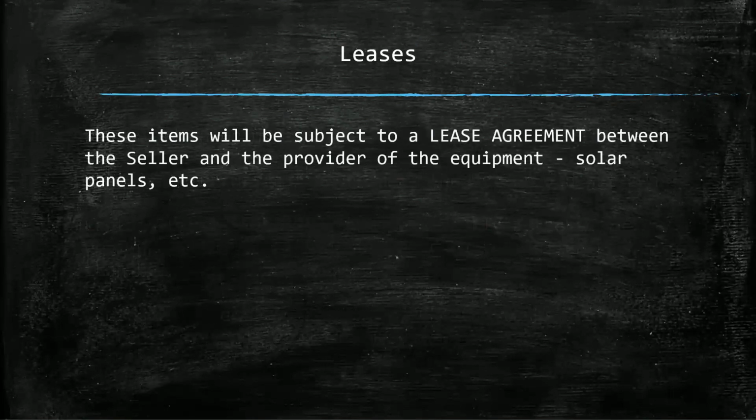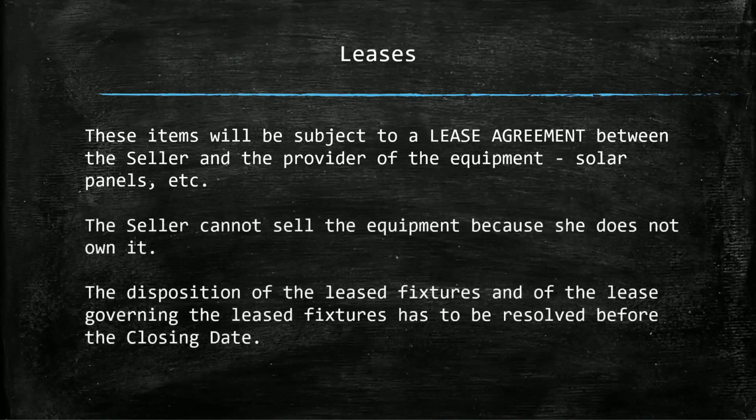When these items exist, when there are fixture leases on the property, they're going to be subject to a lease agreement between the seller and whoever provided the equipment. Let's say the solar panel company for this example, right? So there's a lease between the seller and the solar panel company. The seller cannot agree to sell that equipment because she doesn't own it. The solar panel company owns the solar panels, right? The disposition of the leased fixtures and of the lease that governs those leased fixtures has to be resolved before the closing date.